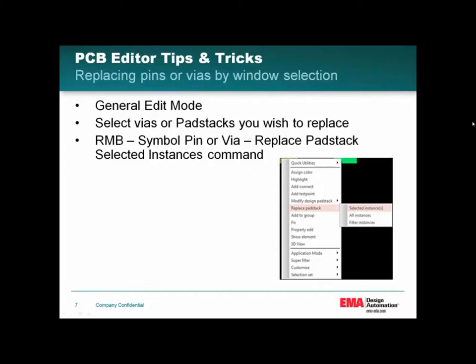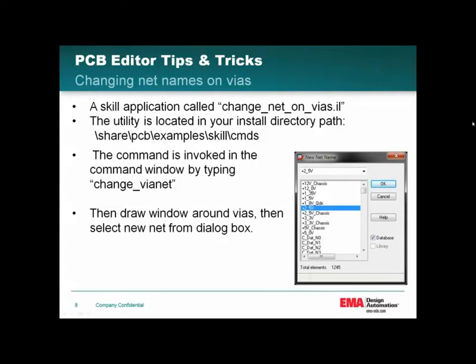This requires that you be in the general edit mode in the property filter, which I'll show you, and then you can basically select a window around vias or pins that you wish to replace, and then a right mouse button will give you the actual option to replace those. So we'll be showing that. The next one in that group is a skill routine, which will allow you to change nets on vias.